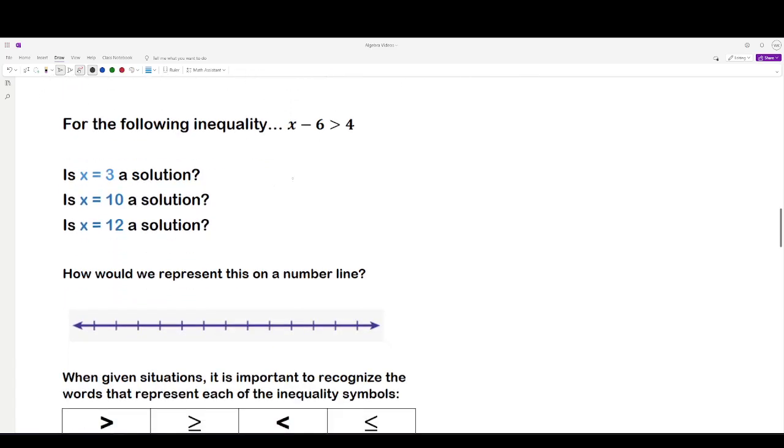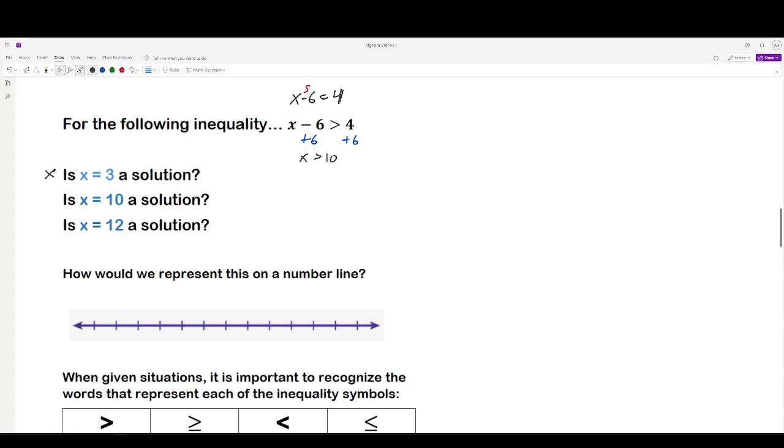Okay, for this inequality, now we have one that looks more like an equation. Pretend this was x minus 6 equals 4. We're going to solve the inequality in exactly the same way. Since we have a subtraction operation with our x, we need to add 6 to both sides, and then we're left with x is greater than 10. It asks, is x equals 3 a solution? So it's asking, is 3 bigger than 10? No, 3 is not bigger than 10.